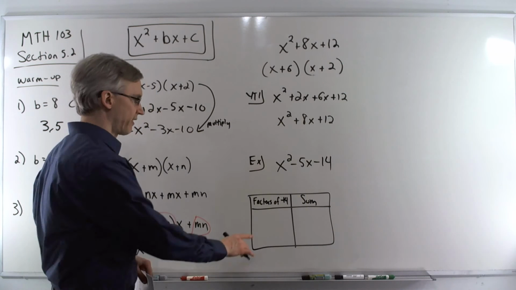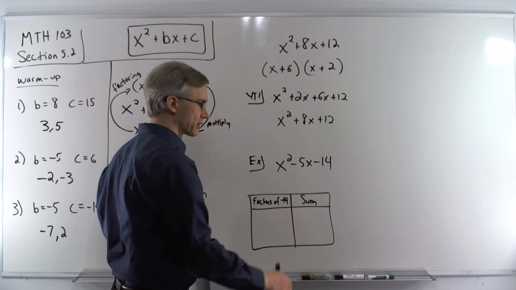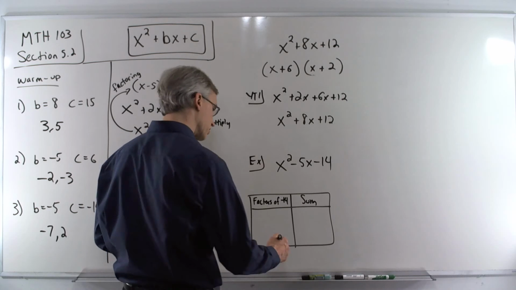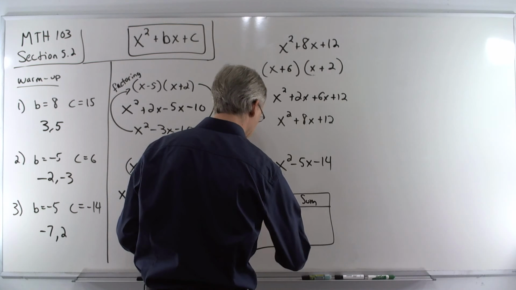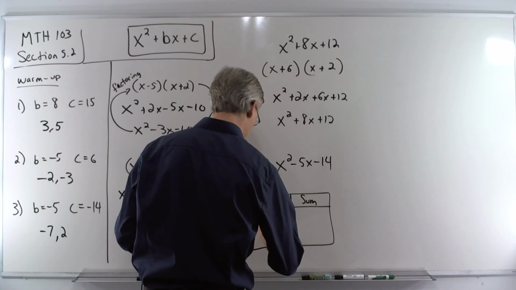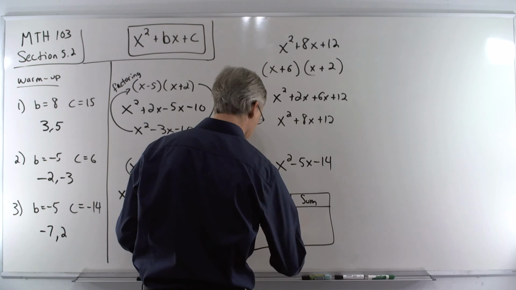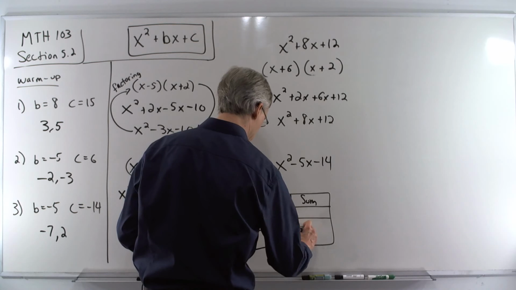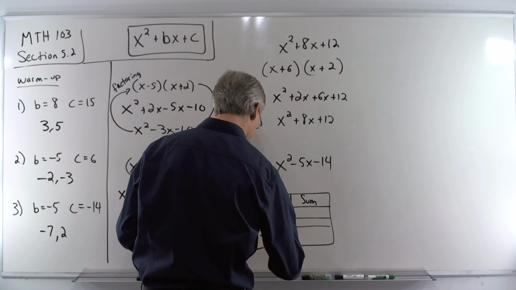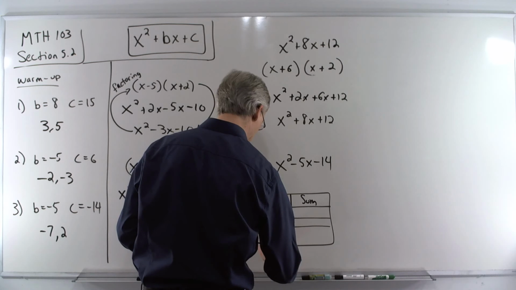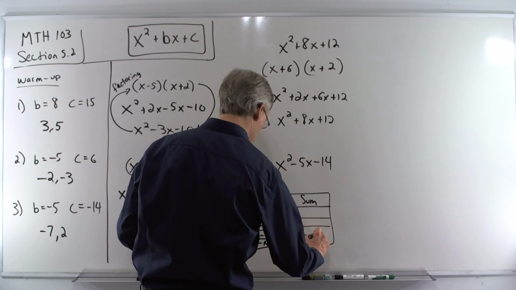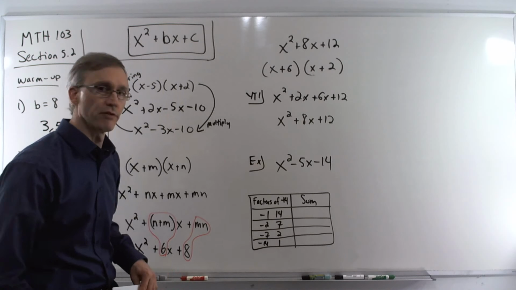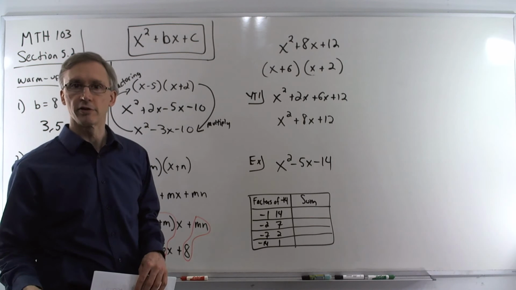So here I'm going to list the factors of negative 14, and here I'm going to write their sum. So we could have negative 1 and 14. We could have negative 2 and 7. We could have negative 7 and 2. We could have negative 14 and 1. So there's a list of all the numbers that multiply to get negative 14.